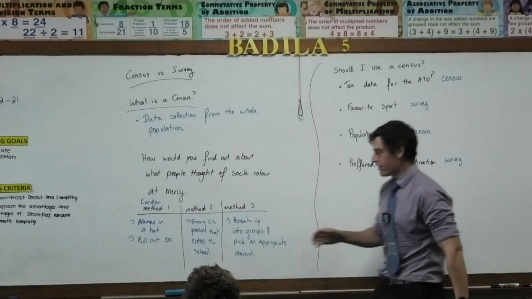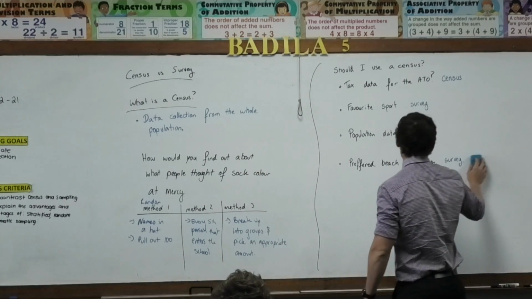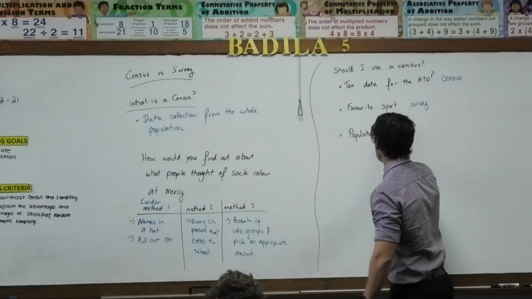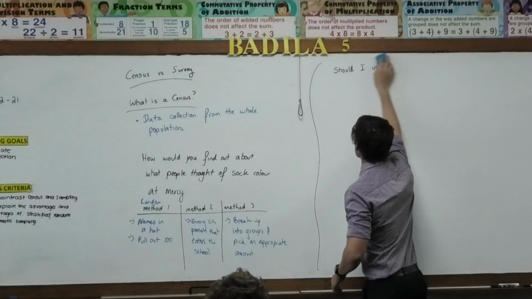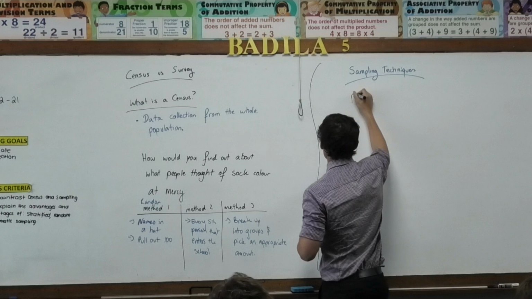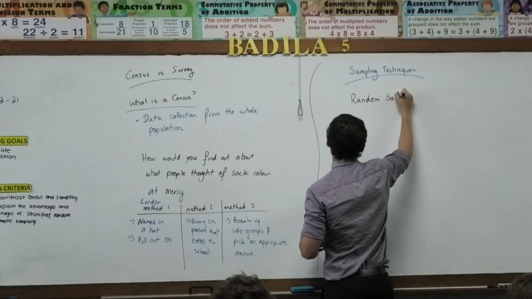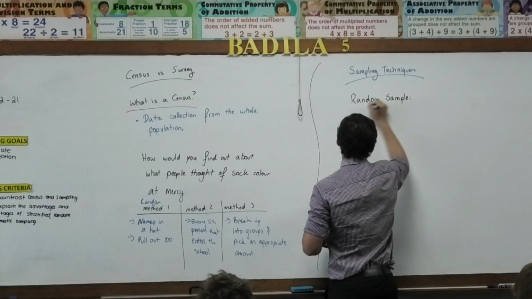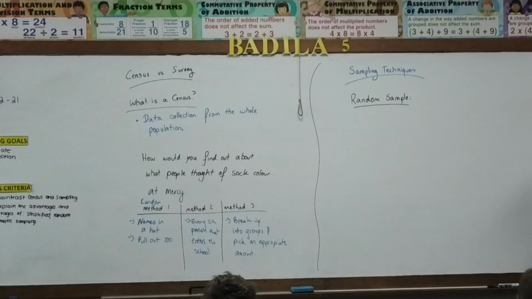So these methods here, you've actually identified the 3 methods of sampling. We're going to give them a name though. And these are called sampling techniques. We gave us one name. The random sample. Leave a bit of space, we're going to talk about each one.